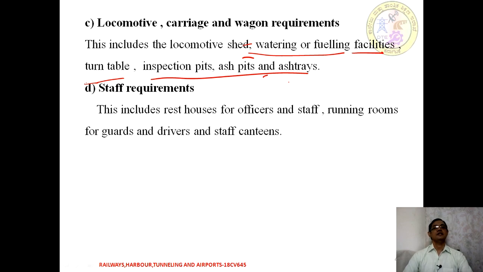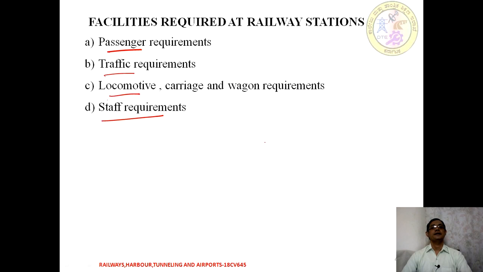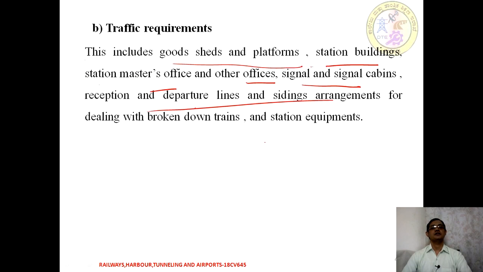Moving on to the last requirement, to operate all these things you require some staff. So from that point this includes rest houses for the officers and staff members, or running rooms for the guard or the driver, along with a staff canteen. So these are some of the requirements with respect to railway stations.